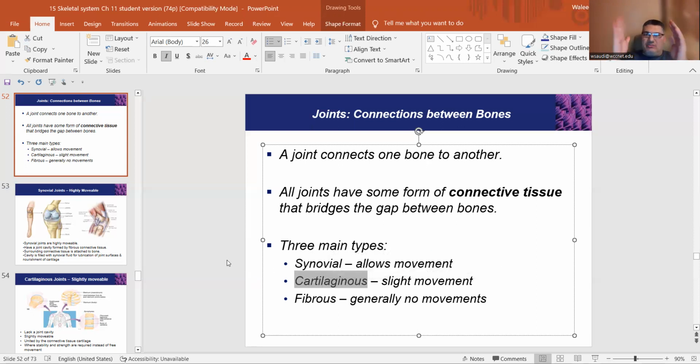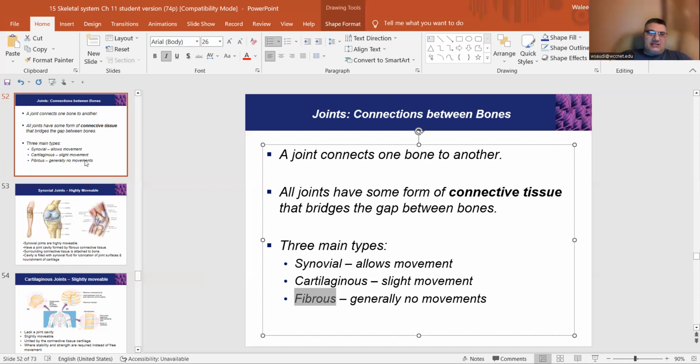Sometimes there is a cartilage in between the bones. We call that cartilaginous because there is cartilage in between the ends of the bones, and this will allow slight movement. Sometimes there is fibrous tissue connecting the bones, no movement. So some joints allow free movement, like all synovial joints, all long bones. Some other joints, like here is one bone and here is one bone, they come together and there is cartilage in between. This is slight movement.